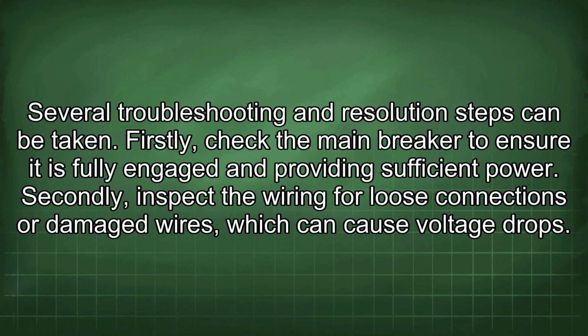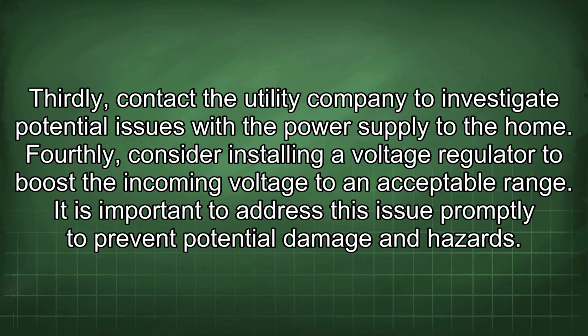Several troubleshooting and resolution steps can be taken. Firstly, check the main breaker to ensure it is fully engaged and providing sufficient power. Secondly, inspect the wiring for loose connections or damaged wires, which can cause voltage drops. Thirdly, contact the utility company to investigate potential issues with the power supply to the home. Fourthly, consider installing a voltage regulator to boost the incoming voltage to an acceptable range. It is important to address this issue promptly to prevent potential damage and hazard.